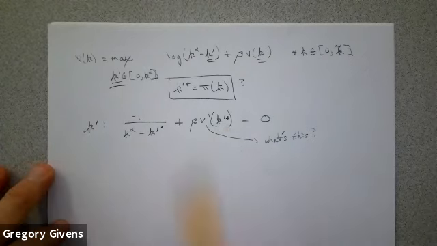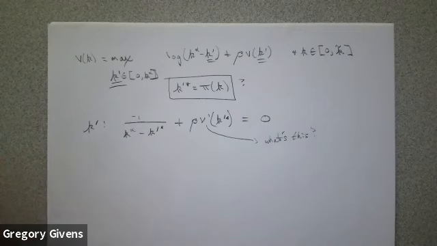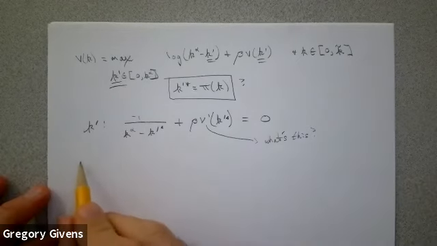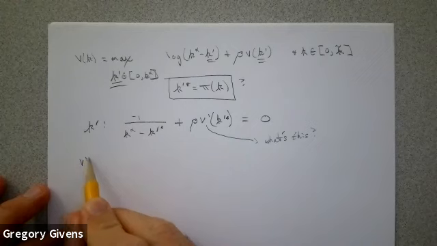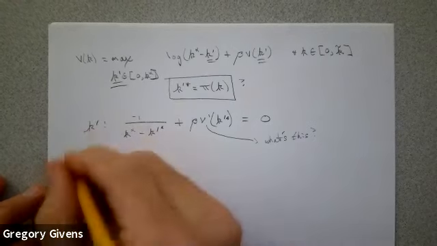How do I get rid of a value function argument in this class of maximization problems? I want that out of here. I don't want any value function arguments in my first order condition. Envelope condition.